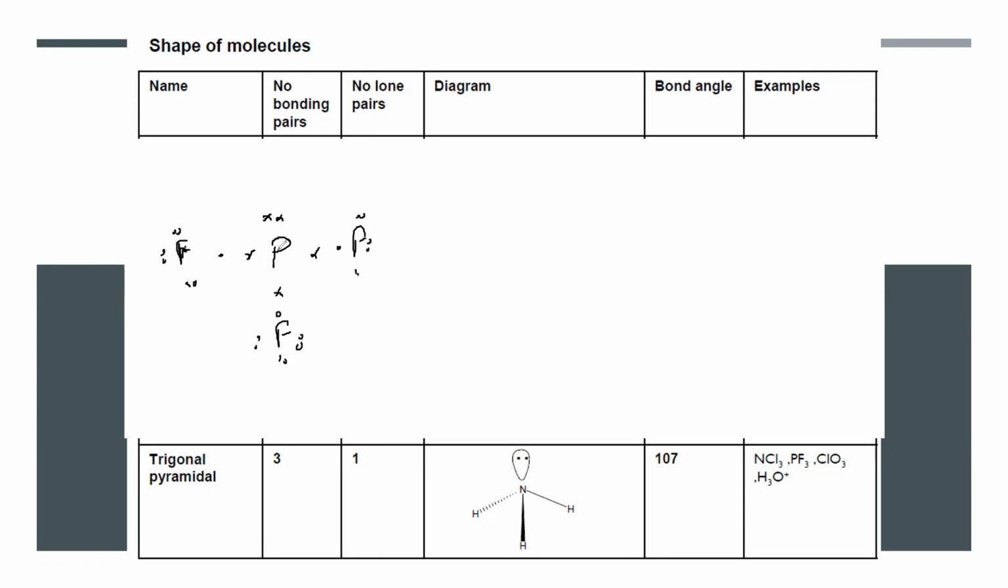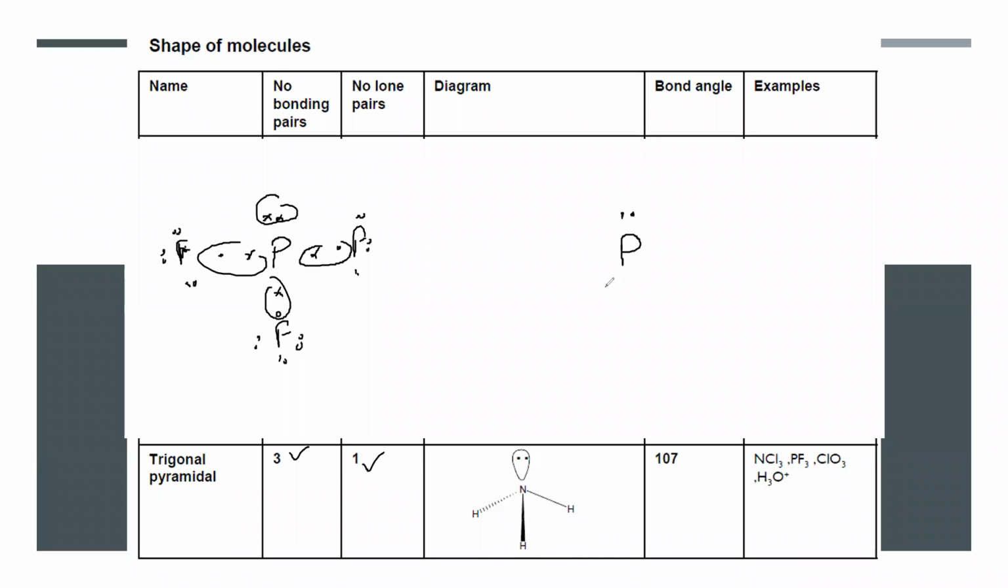So the central phosphorus atom has 1, 2, and 3 bond pairs. So there are 3 bond pairs and 1 lone pair, and lone pair repulsion is more. So what will be the structure or the geometry? It will be trigonal pyramidal.